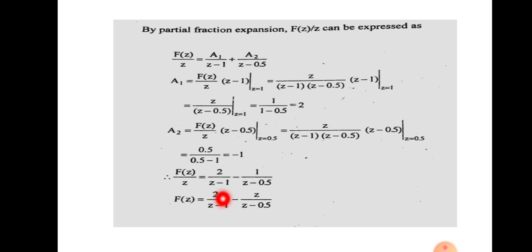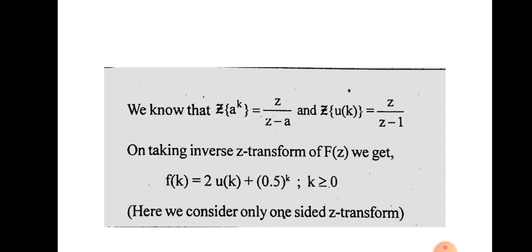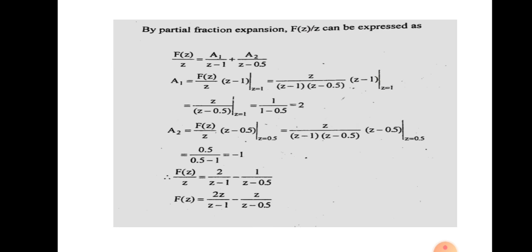You know that if we take the step function u of k, you may remember that its Z transform is z by z minus 1. So this represents u of k. So you can put 2 into u of k. That is the first term. And the next one is in the form of z by z minus a. So you may remember the Z transform pairs. Z by z minus a corresponds to a raised to k. That is, whenever f of k is a raised to k, its Z transform is z by z minus a.